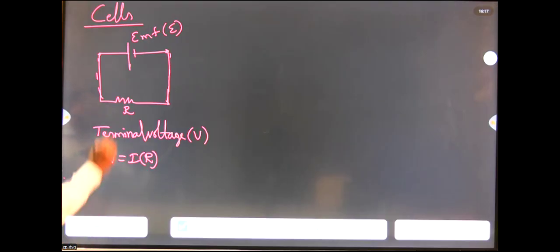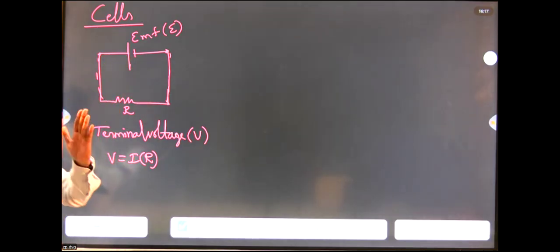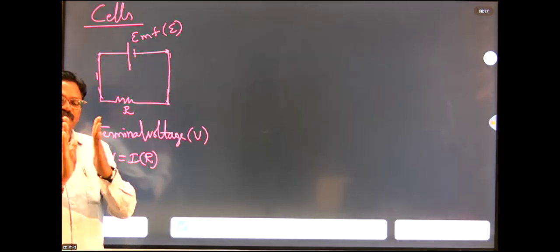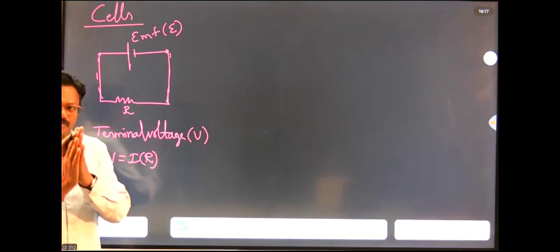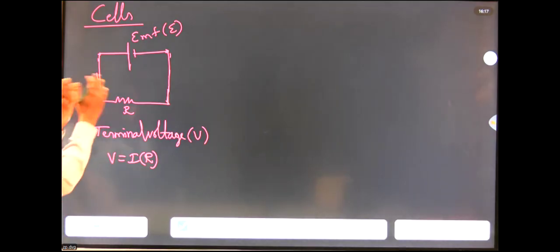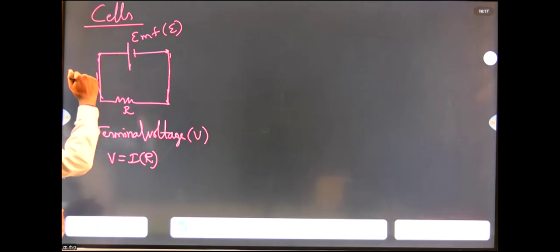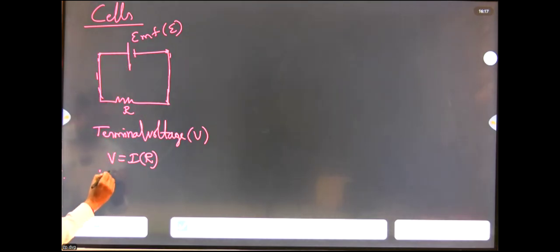Now, as the current is flowing between the electrodes of the cell, charges are moving between the electrodes. Between the electrodes, there is electrolyte. The electrolyte offers some resistance to the flow of charges. The resistance offered by the cell for the movement of charges between the electrodes is called internal resistance.